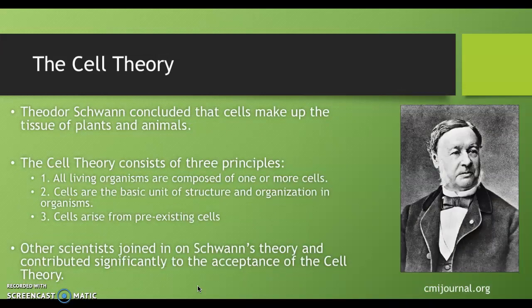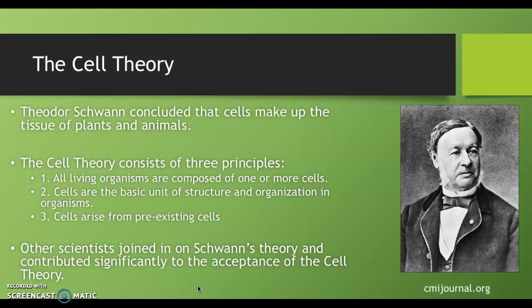In 1839, Theodor Schwann concluded that cells make up the tissues of plants and animals. Although both plants and animals are made up of cells, the cells were different in structure. He came up with the three basic principles of the cell theory. 1. All living organisms are composed of one or more cells. 2. Cells are the basic unit of structure and organization in organisms. And 3. Cells arise from pre-existing cells.